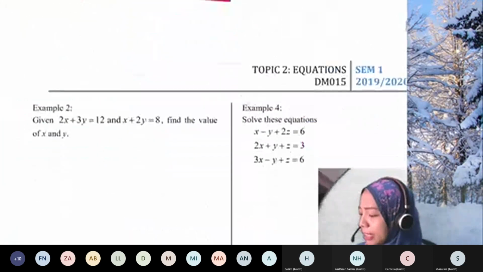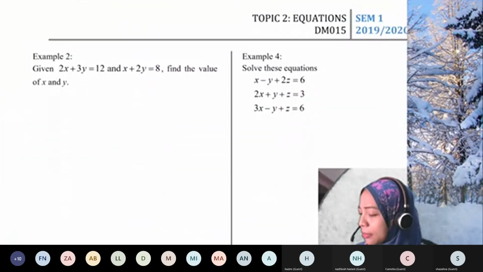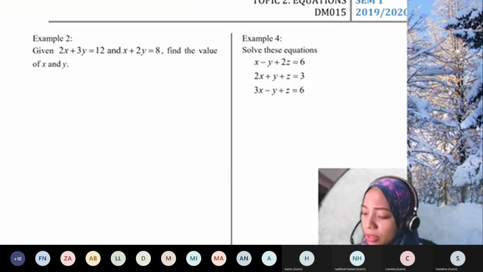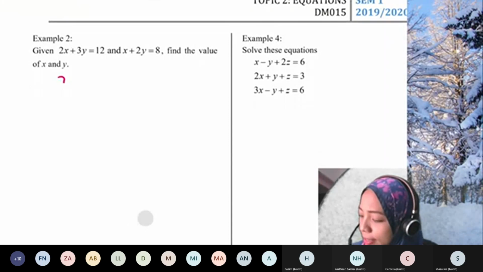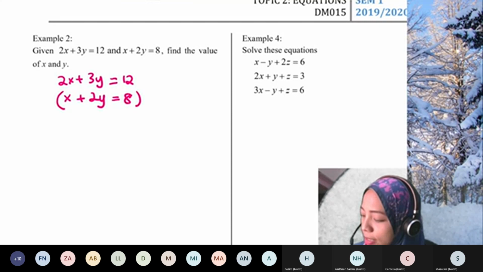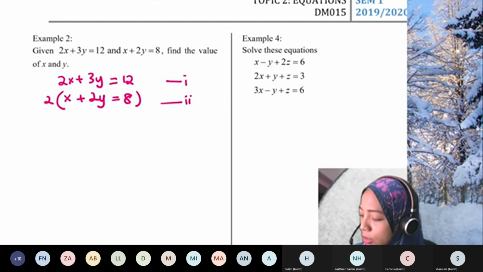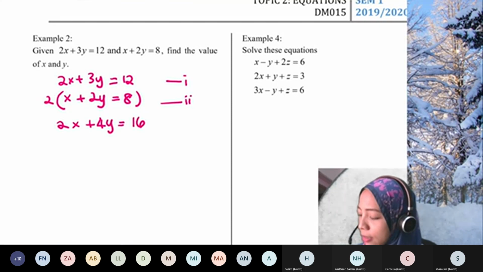Okay, and then elimination. Elimination is basically what I've shown you just now. Let's do this together. 2X plus 3Y equals to 12. And then you have X plus 2Y equals to 8. And then you basically multiply your second equation with 2. So now you have 2X plus 4Y equals to 16. Right? Okay, and then you minus top and bottom.